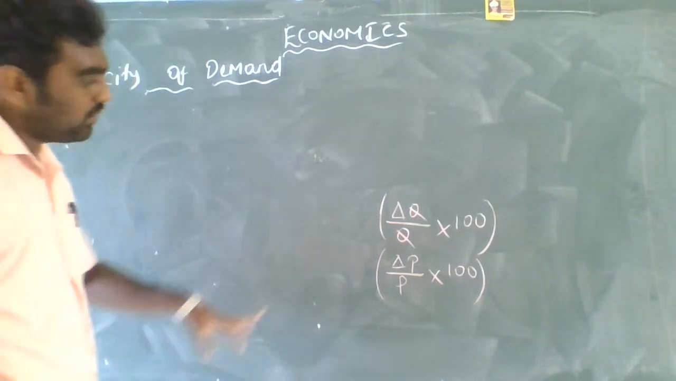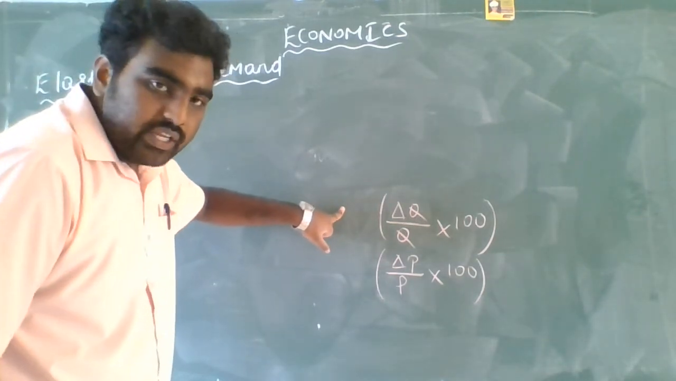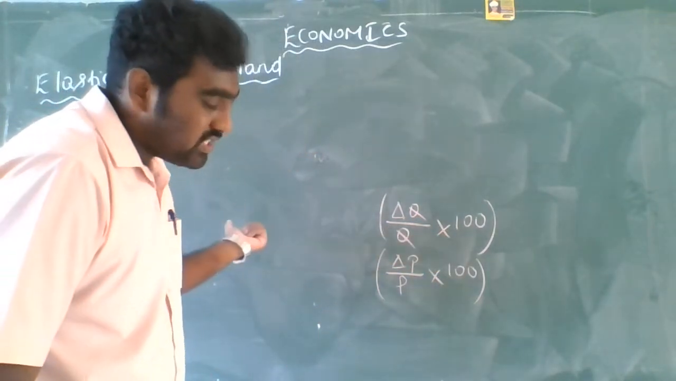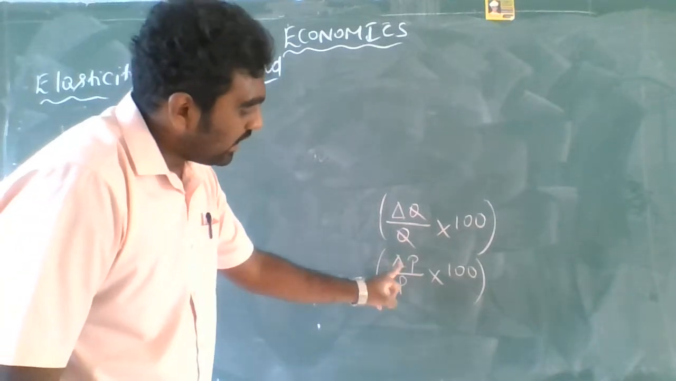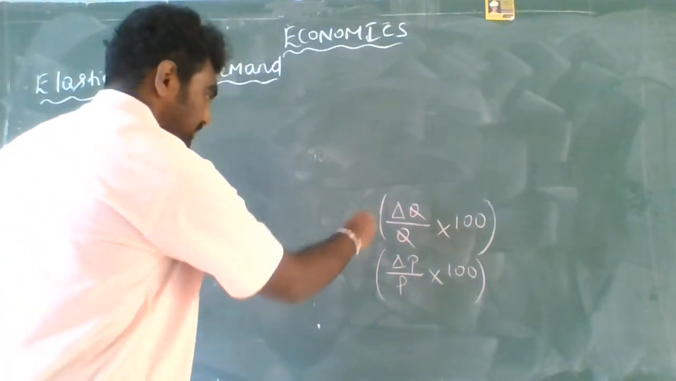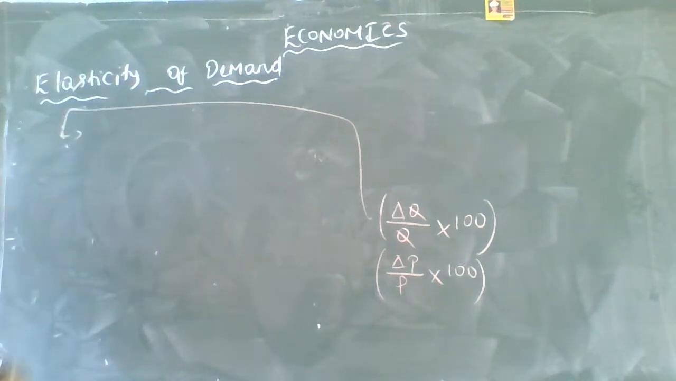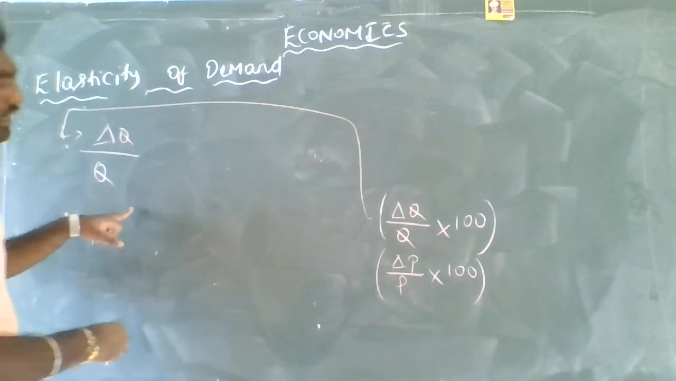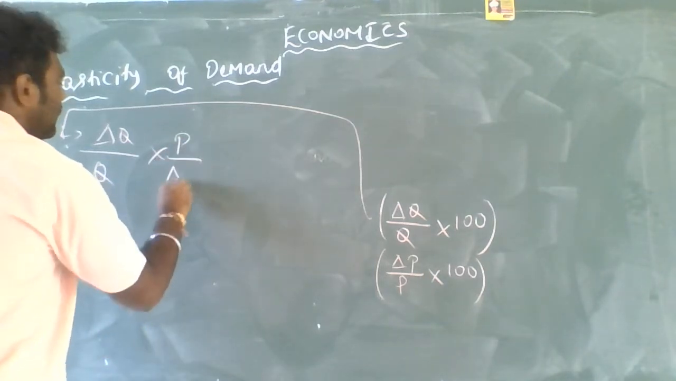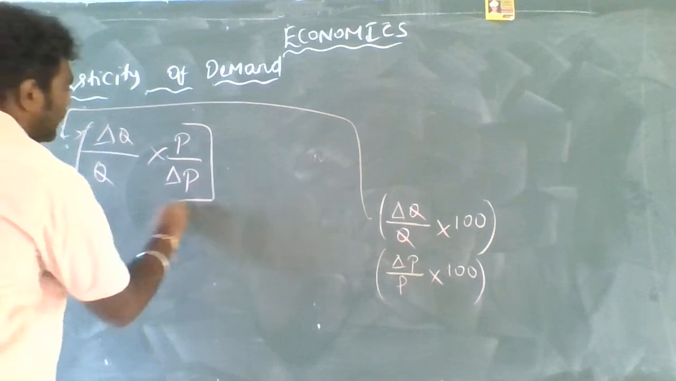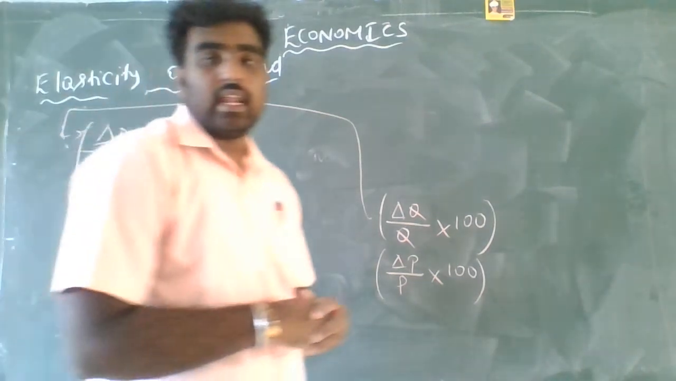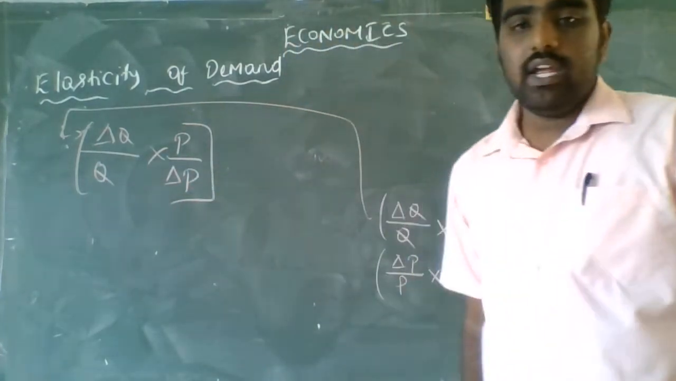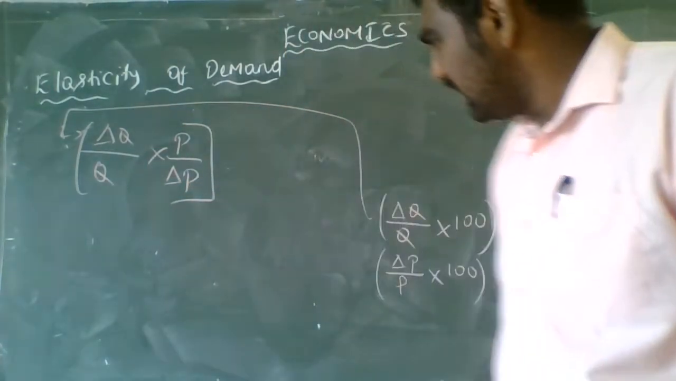Students, we understood that the percentage change in quantity can be rewritten as delta Q divided by Q into 100, and the percentage change in price as delta P divided by P into 100. This can also be rewritten as delta Q divided by Q into P divided by delta P. This is elasticity of demand. Now let us understand it with the help of an example.